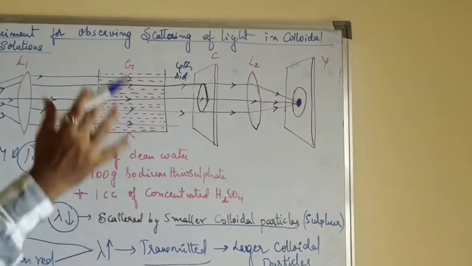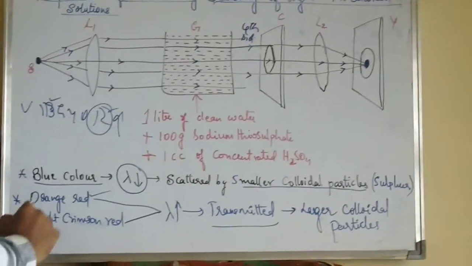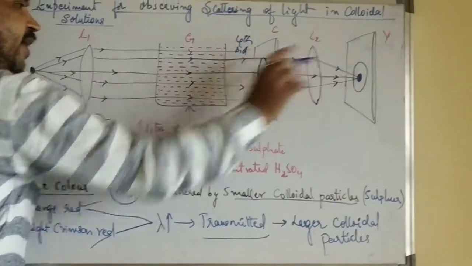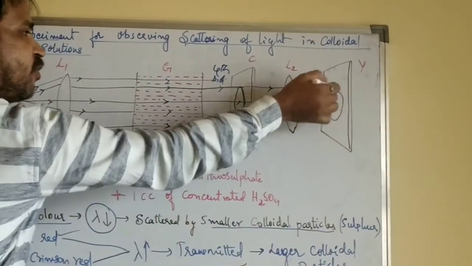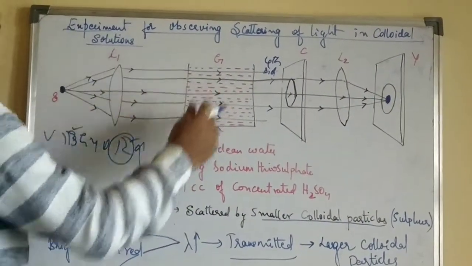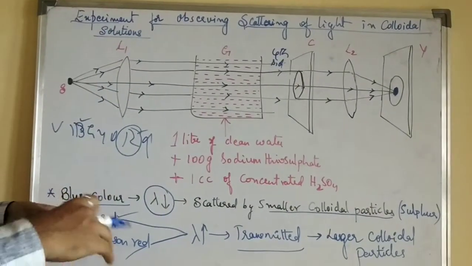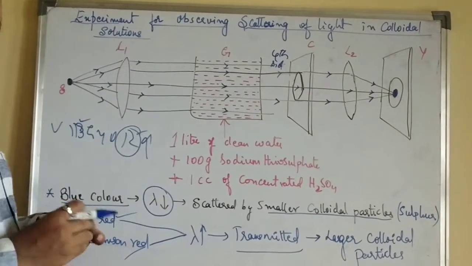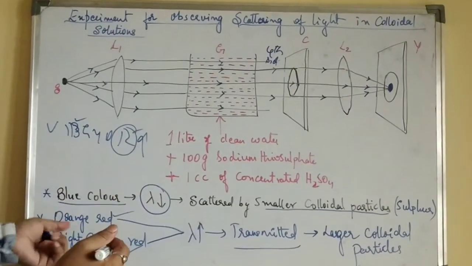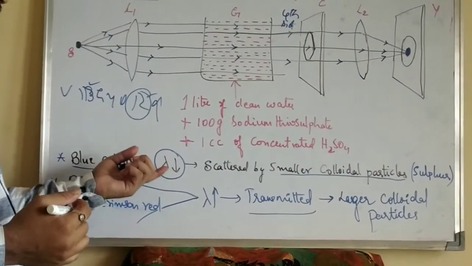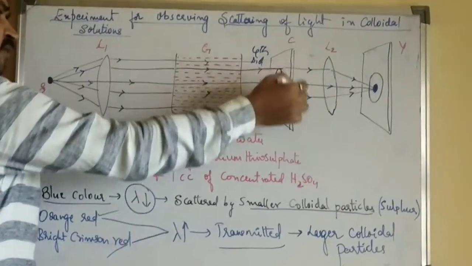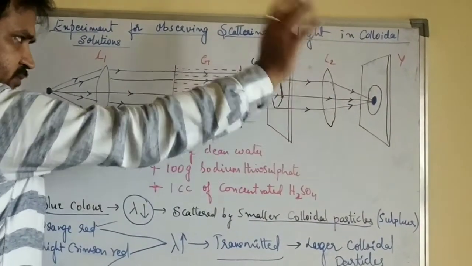You are able to see the orange red color first and then bright crimson red color next. So this indicates that no blue light was obtained here. Why? Because the blue light, which was lesser in wavelength, got scattered by the tiny sulfur particles, and those sulfur particles, which were quite large, could easily transmit the color having the higher wavelength, that is the red color. So that's why the red color got transmitted further.